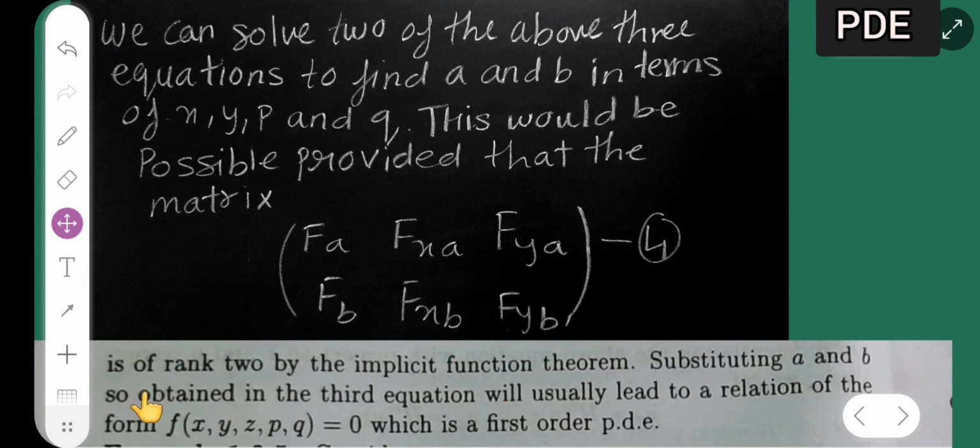f of x comma y comma z comma p comma q is equal to 0, which is the first order PDE. Okay, now this is the topic under Euler's equation for homogeneous function. So with this I am done with today's lecture. After this I will be doing some examples on it, which is very important, and thanks for watching.